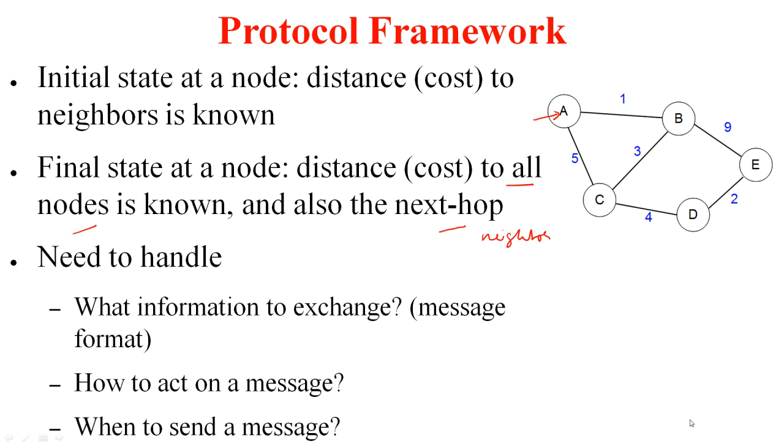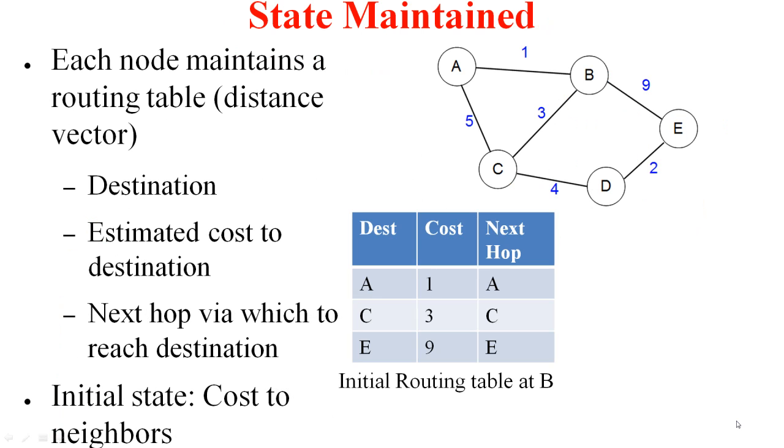Whenever we want to implement an idea as a protocol, we saw earlier that we need to handle these three questions. First is what information do you need to exchange? This boils down to the message format. Once a node receives a message, what should it do, the action portion of it, and when should such messages be sent? And when you're executing a protocol, you also need to maintain state. So what is the state that this routing algorithm maintains?